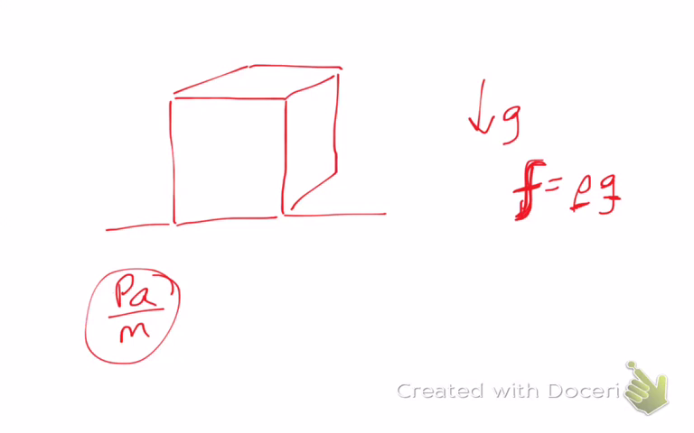And that P or rho there, she said that's mass. That's density times gravity. Okay. Yeah, there it is. Catch that.